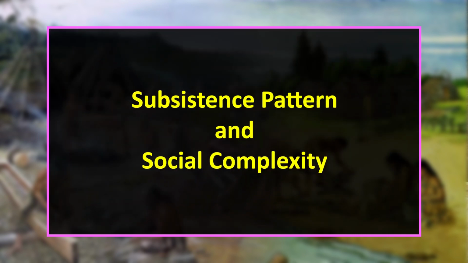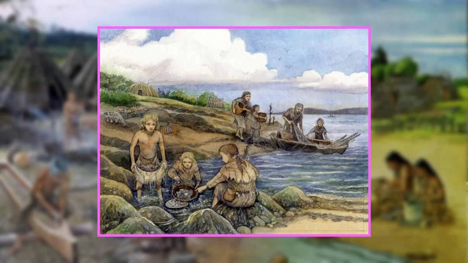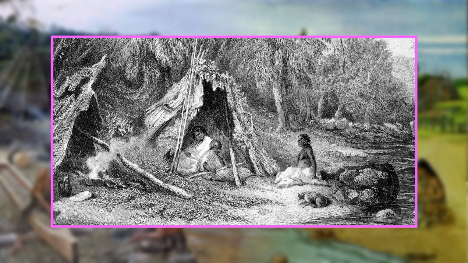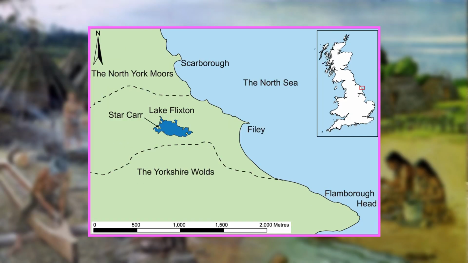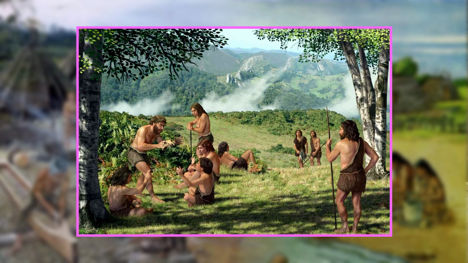First, we will be talking about the subsistence pattern and social complexities. Hunting, gathering and fishing were the primary economic activities of the Mesolithic period. Mesolithic humans lived in communities in temporary or permanent settlements near river banks. Star Carr is an important Mesolithic site in England, which dates back to approximately 9500 BP, and provides evidence that humans had domesticated or allied with dogs by this time.